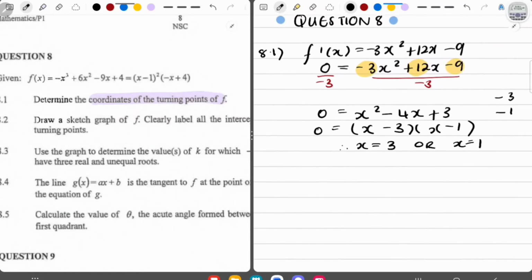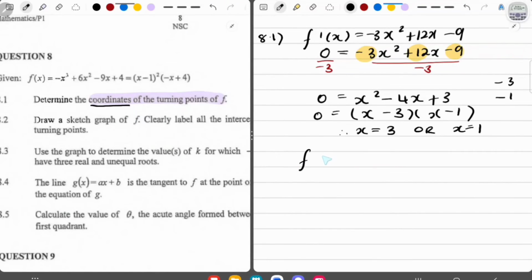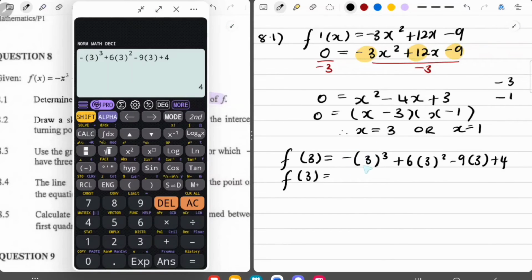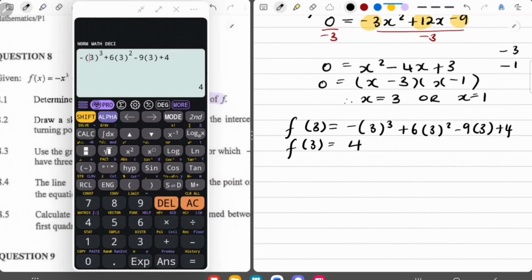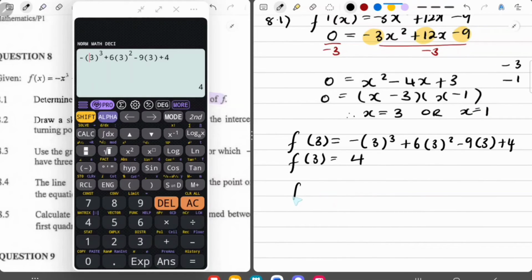So now that we have our x values, we can go ahead and find our y values because we need to find the coordinates of the turning points. So we're going to say f of 3. Now you don't have to go ahead and substitute the whole thing. You can just say f of 3, substitute, and find out those values. So I'm just going to do that. Okay, so what we get is 4. Okay, for substituting, we get that. And so the second one, we have to substitute the x value of 1. So again, f of 1, and I'll just go ahead and substitute. And then we get 0.